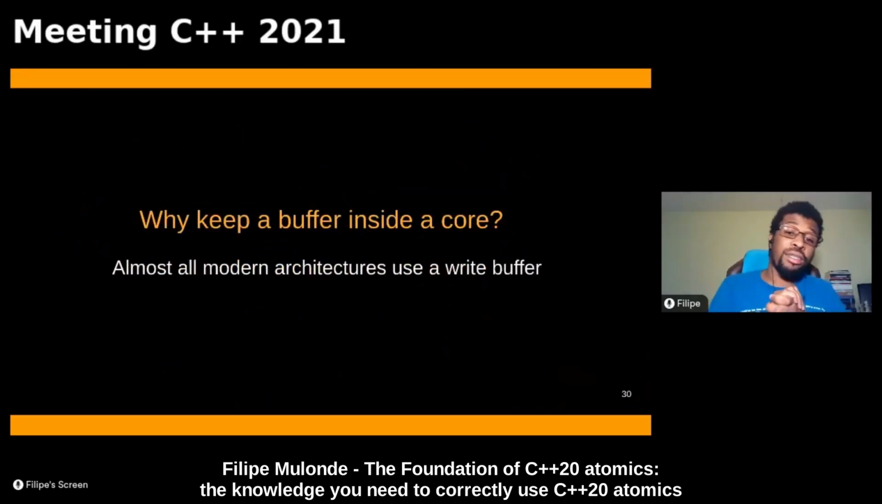So the other question is why to keep a buffer inside of a core? Why is this question important? Well, this question is important because almost all modern architectures use a separate buffer. This buffer has influenced the memory model of almost all modern computer architectures that we have today. So that's why it's really important to understand this buffer.